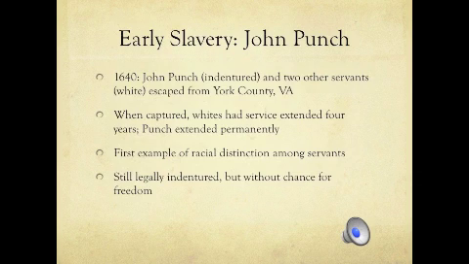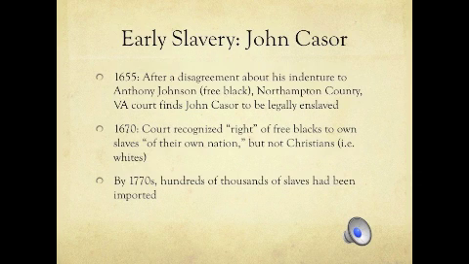So John Punch is the first person for whom a legal distinction is made based, it seems, on race. Not long after that, there's a guy named John Casor. John Casor was also legally at one point an indentured servant. Up to this point, in North America nobody is considered enslaved by English law. In 1655, his indenture contract had ended with one guy and then had been picked up by another guy, and there's some dispute between these two guys over who this guy should be working for. This is also in Virginia.